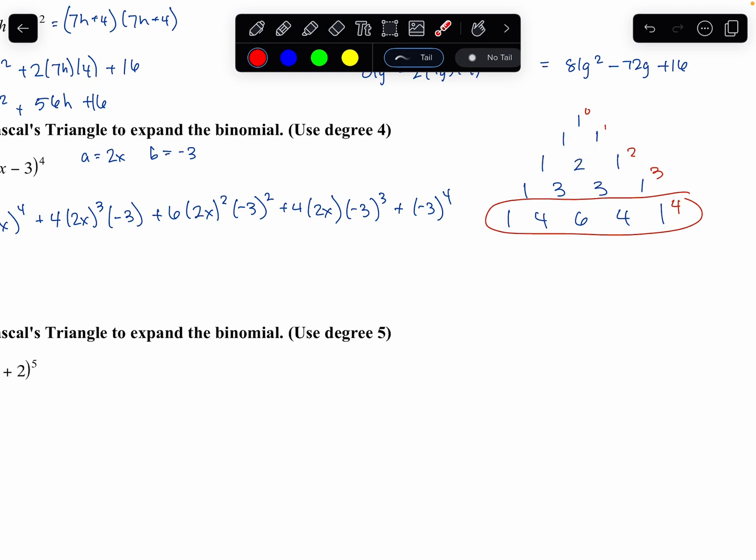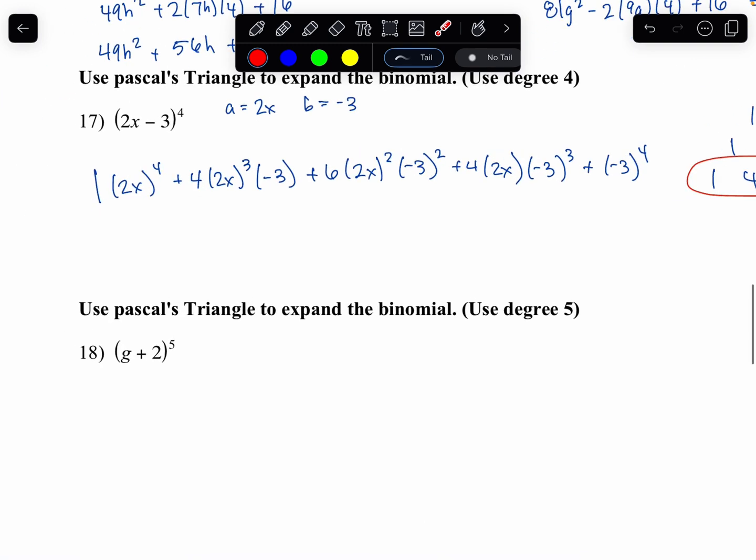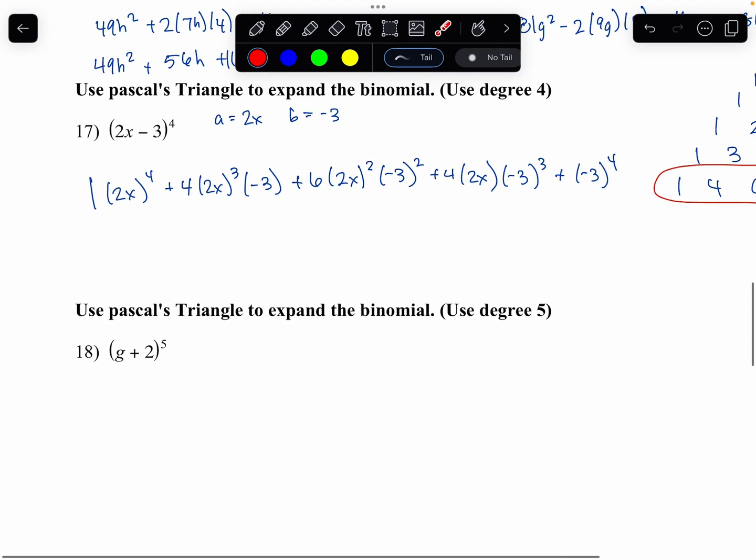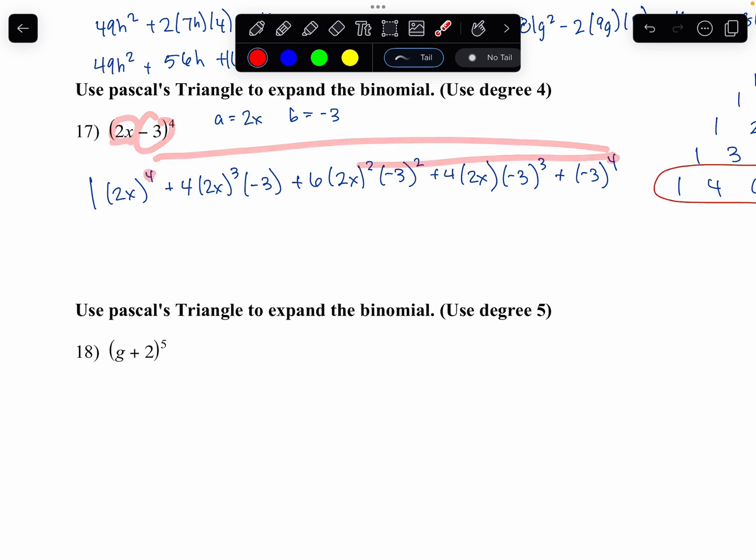And then, so right here, this is 3 because that's 2, and that's also going to be 3 because 2 plus 1, 2 plus 1, and then this one's going to be 4, this is going to be 6, this is going to be 4, so on and so forth. So that tells me the coefficients as far as where the exponents go. So this one's going to start with 4 on the left, this one's going to start with 4 on the right, and then they're basically just going to reverse powers as you go left or as you go right.